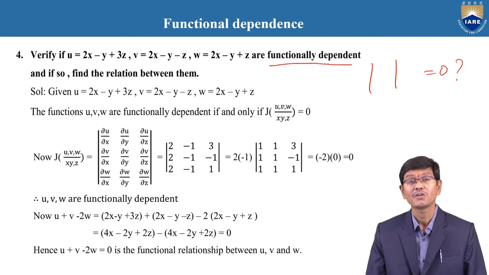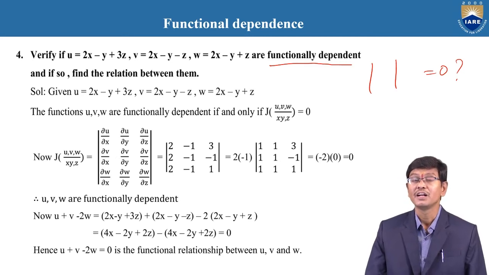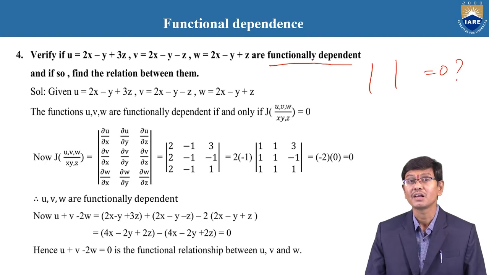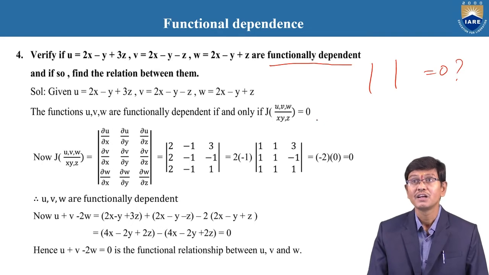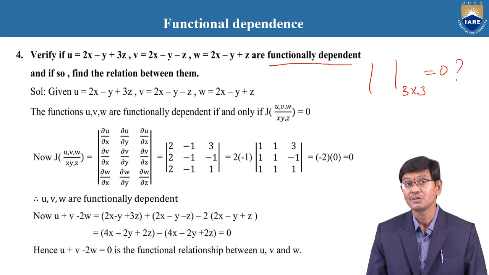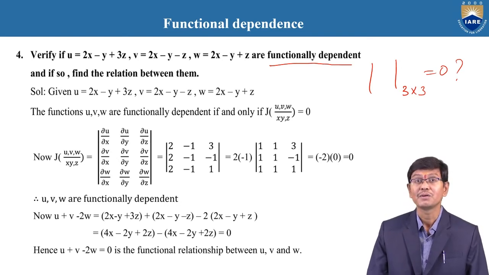And here also, the given problem has u, v, w as the dependent variables, and the independent variables are x, y, z. Therefore, the three dependent functions are given, so we need to form a 3 by 3 determinant. The dependent variables are u, v, w. Therefore, we need to find dou u by dou x, dou u by dou y, dou u by dou z. Similarly, the second dependent is dou v by dou x, dou v by dou y, dou v by dou z. The third is w, so we need dou w by dou x, dou w by dou y, dou w by dou z.